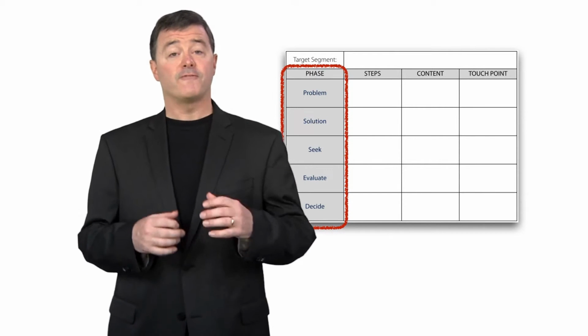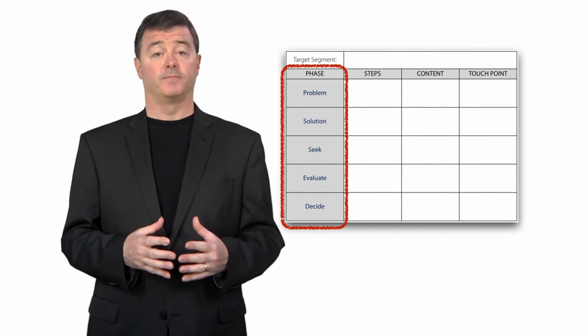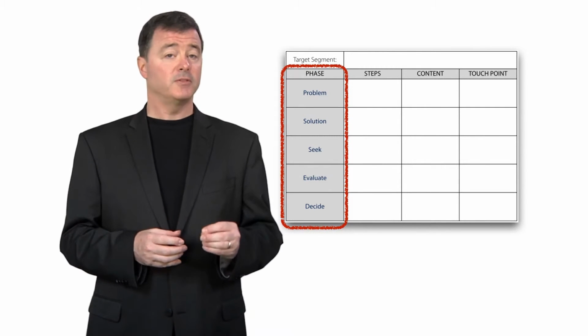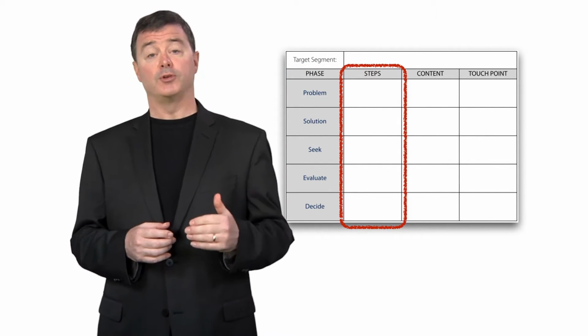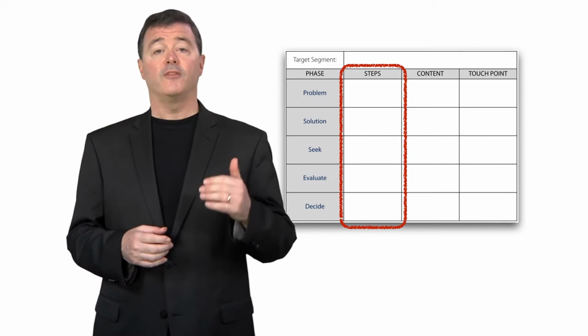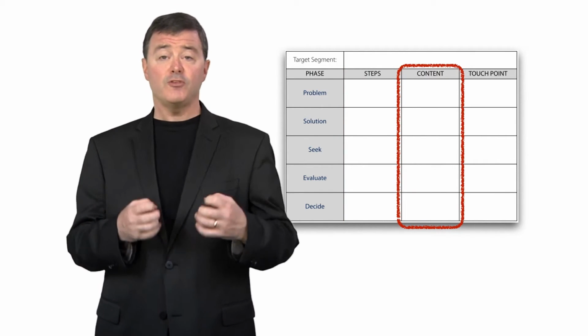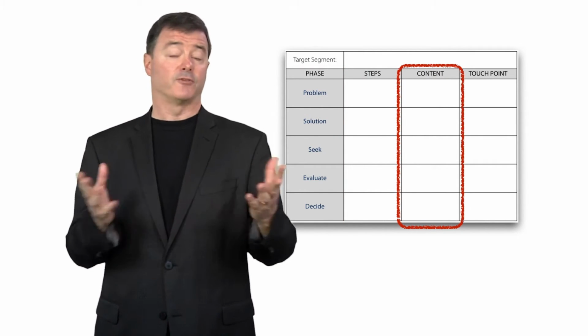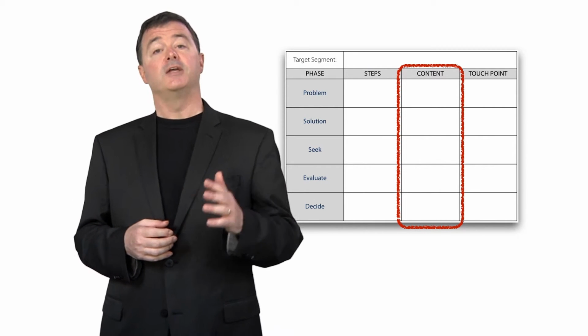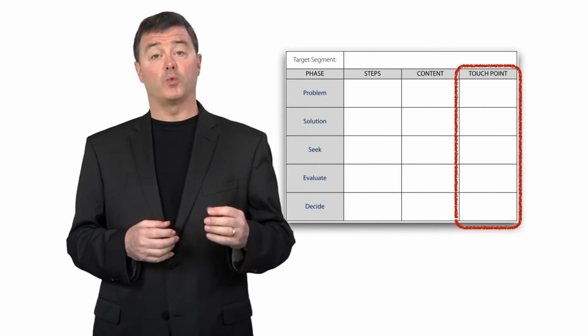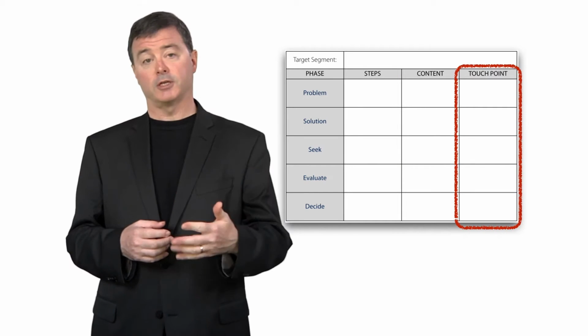First, there are the 5 phases we've already discussed. Next to each one, fill in the steps your target would go through during that phase. Then jot down content ideas that you think might be useful to the target at different steps. And finally, define the online touchpoints you feel would be most effective at delivering your content.